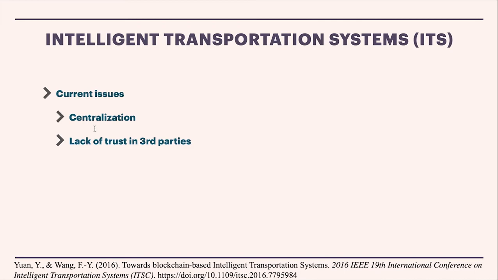One example of ITS can be paying parking tickets. You would have to send money to a third party, and then that third party would have to send money to the city. And this general lack of trust of third parties would keep users of the ITS from sending money.